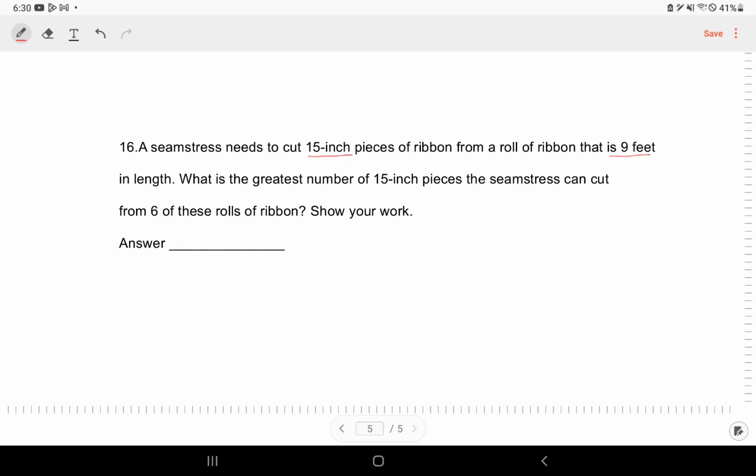Inch pieces of ribbon from a 9 feet roll and 6 of these rolls. So that's 9 times 12, because there's 12 inches in a foot. And so that's 18, carry 1. And so that's 108 inches times 6. And so that's 48, carry, and so that's 648. And then we just divide by 15.